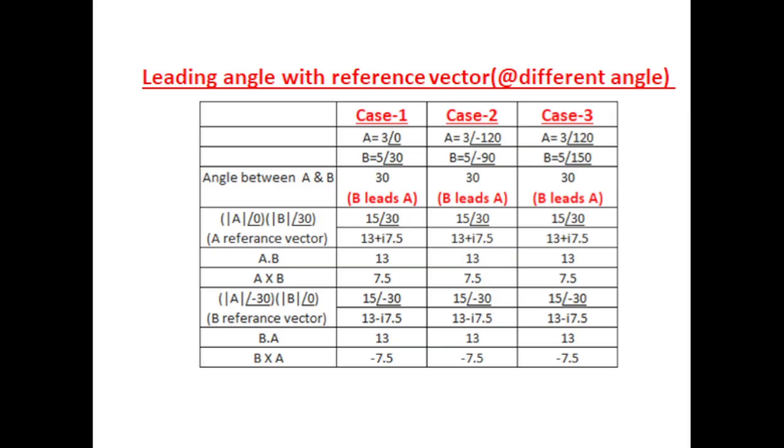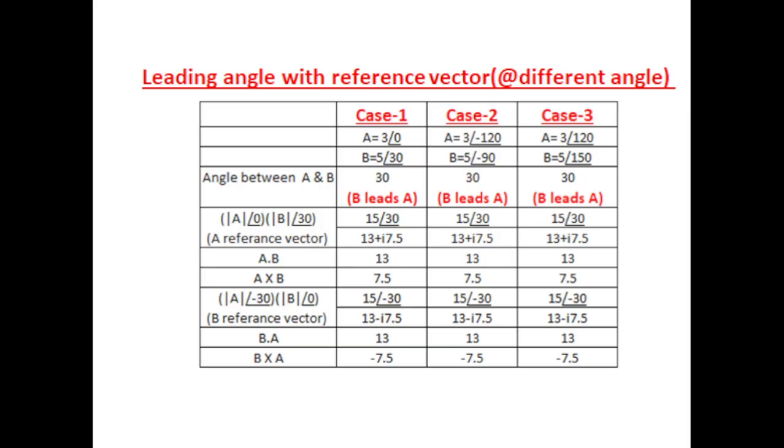A into B vectors, with A as the reference vector. The multiplication of the two vectors equals 15∠30 in polar form. In rectangular form, the multiplication of the two vectors equals 13 + j7.5. A dot B equals 13 and A cross B equals 7.5. 13 is the real number and 7.5 is the imaginary number.